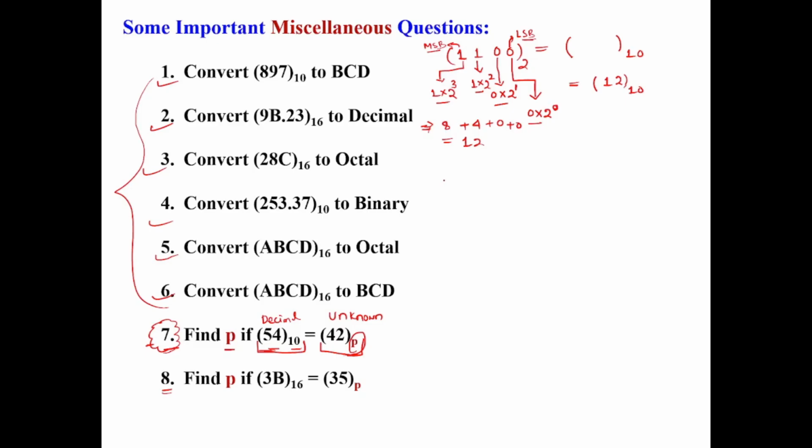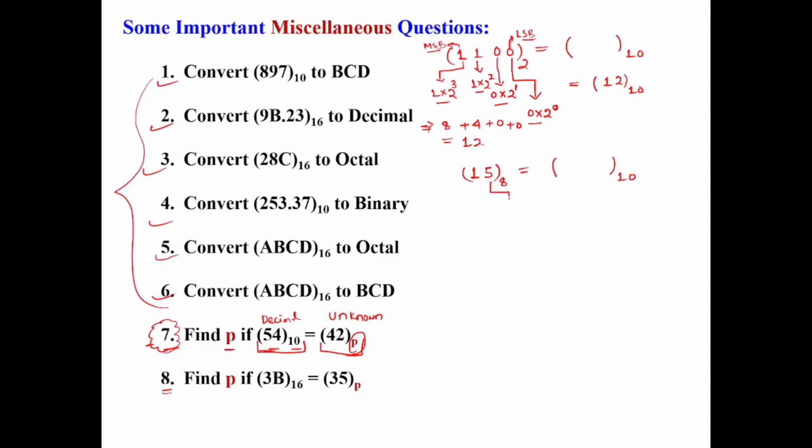Okay. Now we are going to consider another example. Suppose we have an octal number. Suppose this is your octal number 15, and we have to convert it to a decimal number. What we have to do?